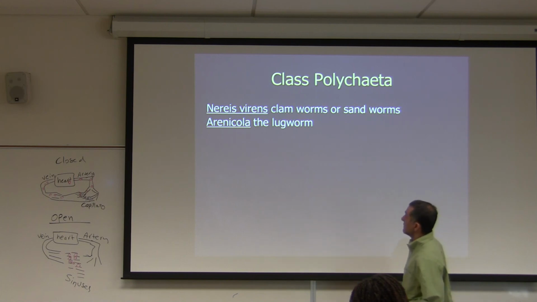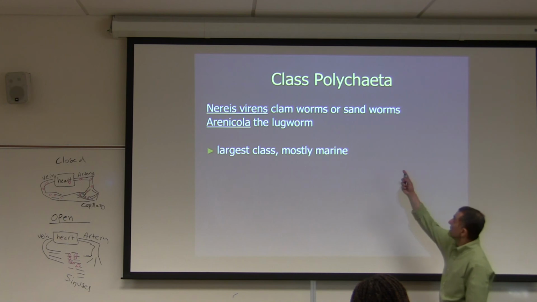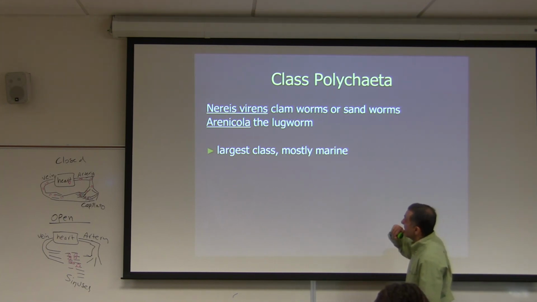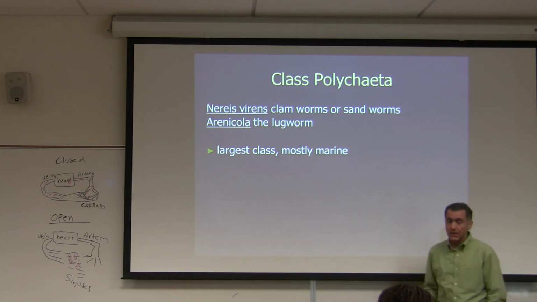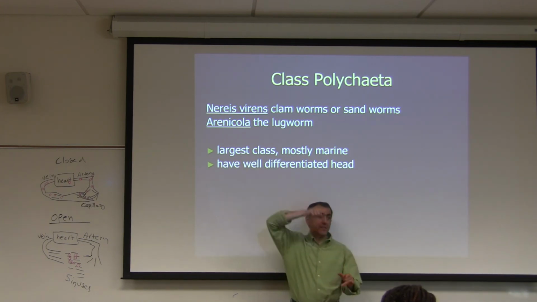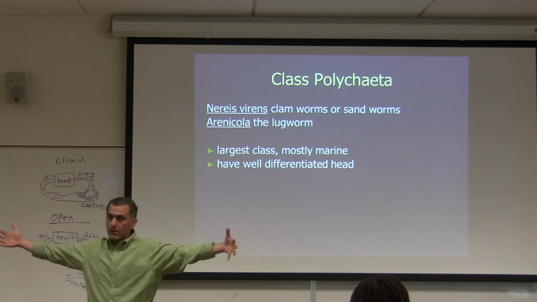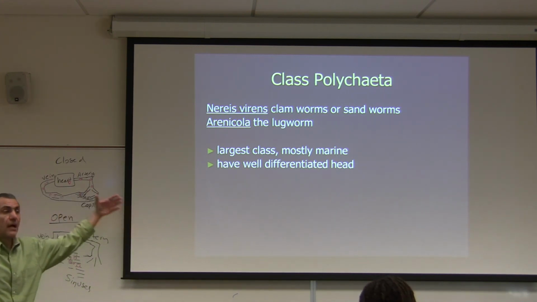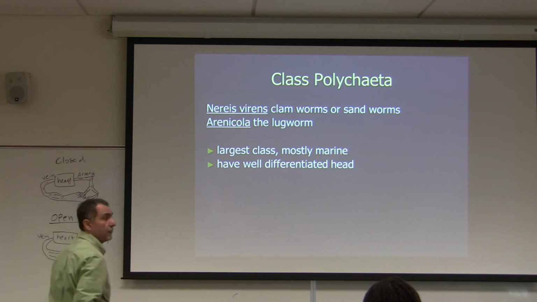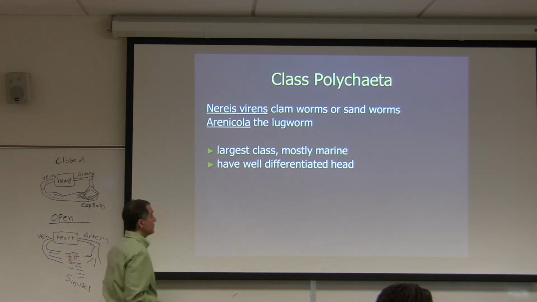The other organism, Arenicola, is the lugworm, another species in this class. It is the largest class, mostly marine. When I say largest class in this phylum, it means as far as the number of species goes, not the size of the animal. As far as different species for this phylum, it is this class Polychaeta.